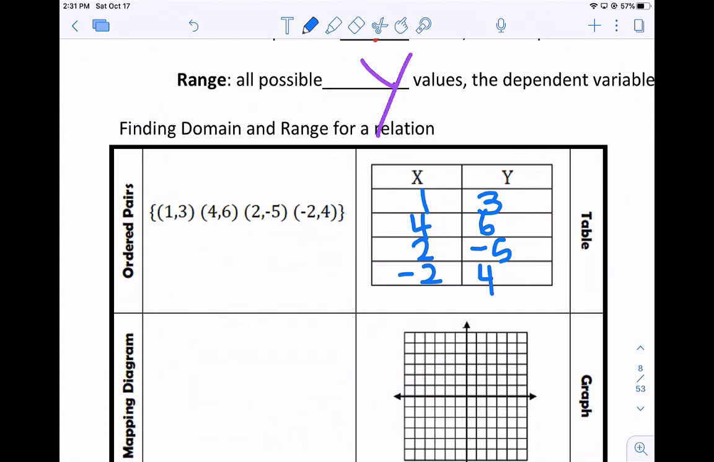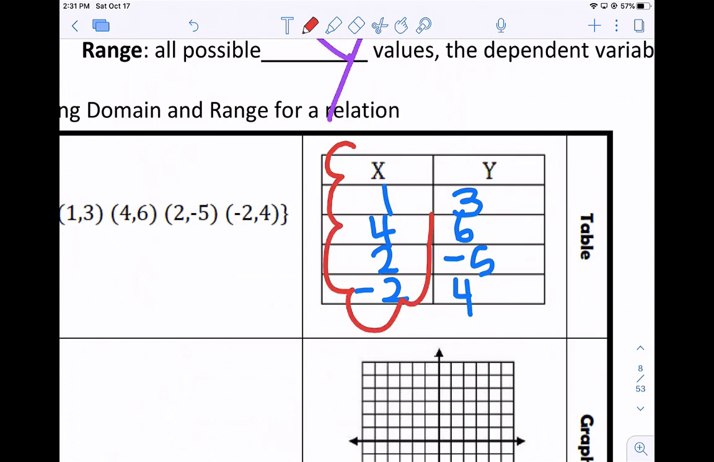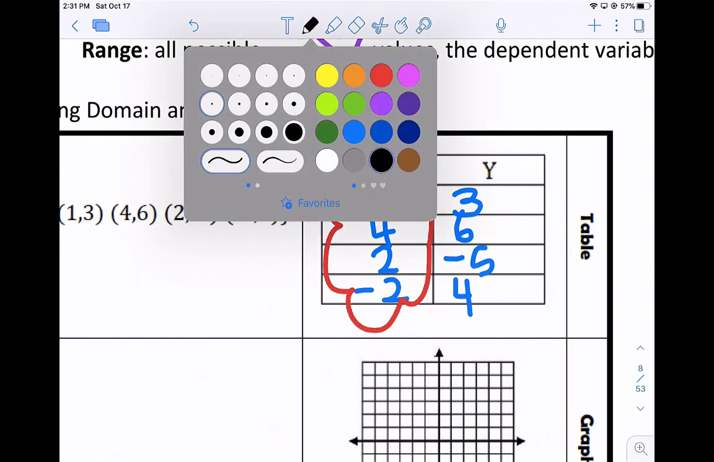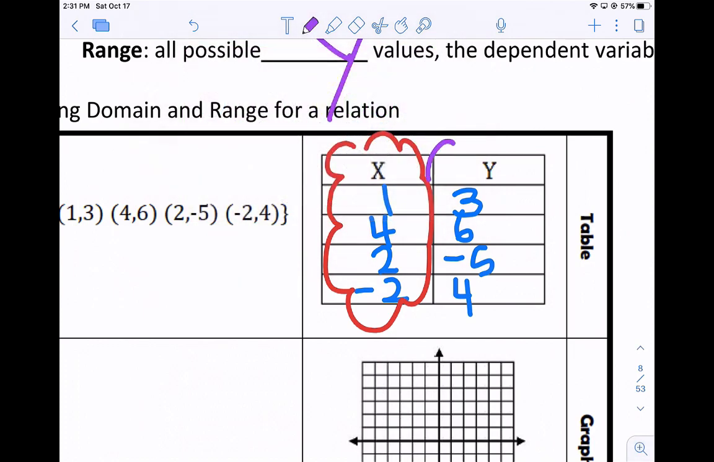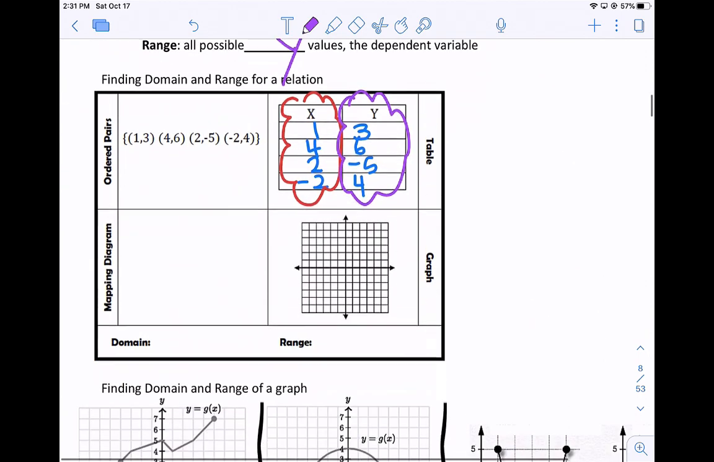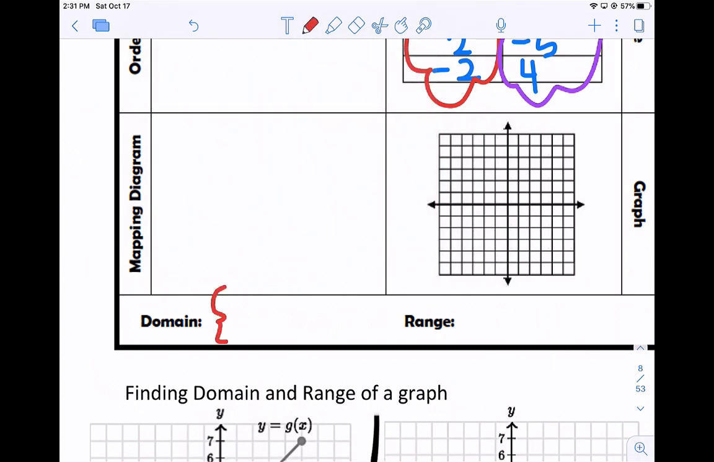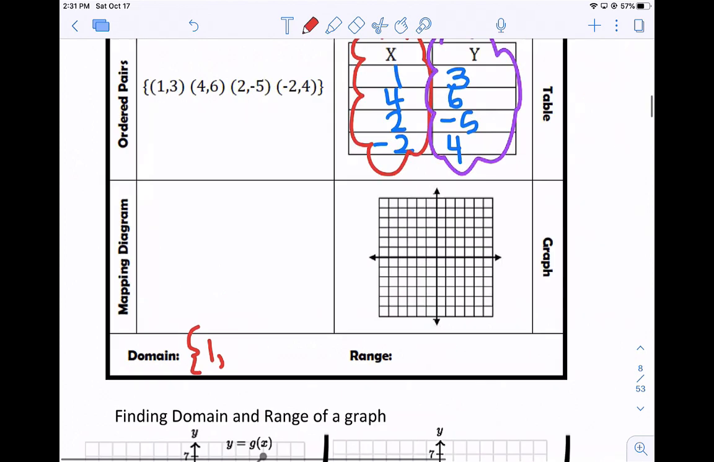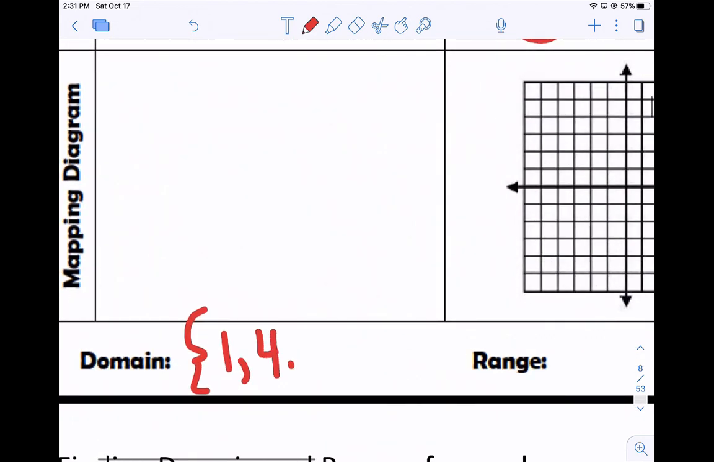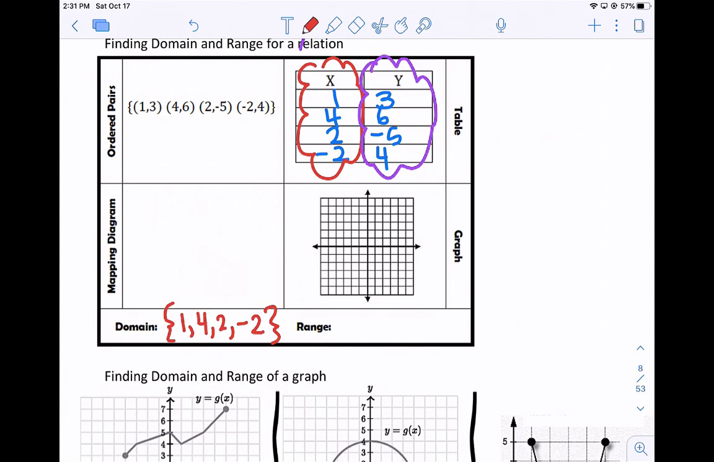So when we take a look at domain and range, domain is all possible x values. So here's the domain of this graph right here. And then the range is all possible y values. So here's the range right here. And so how we might write domain and range for this, I'm going to write it below. The domain, and we're going to write curly brackets right here, is 1, 4, 2, and -2. Those are all the x values in this relation, so that is the domain.